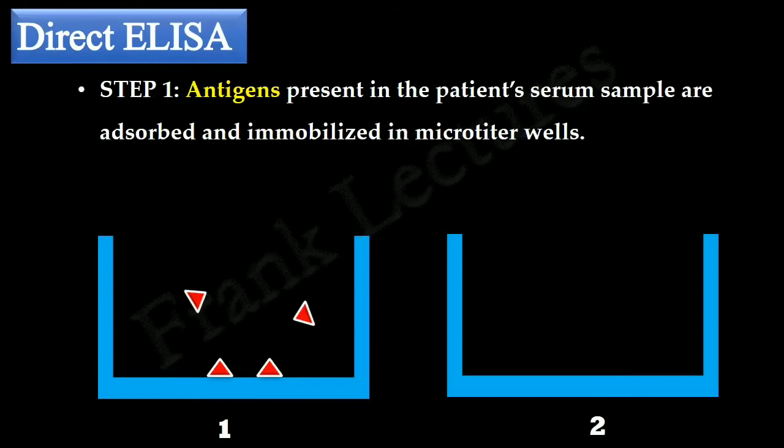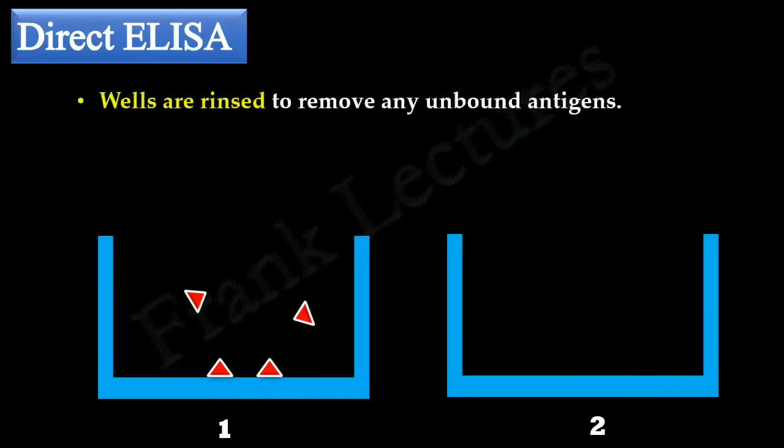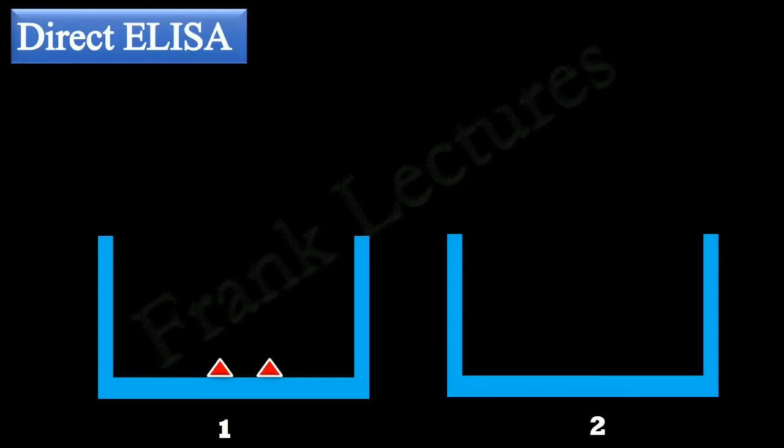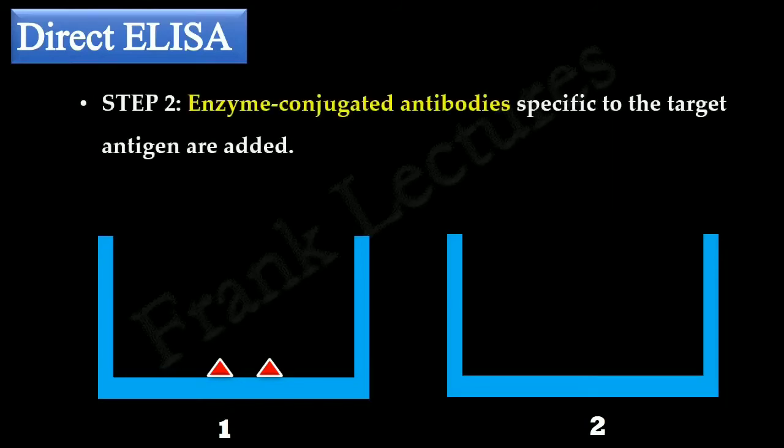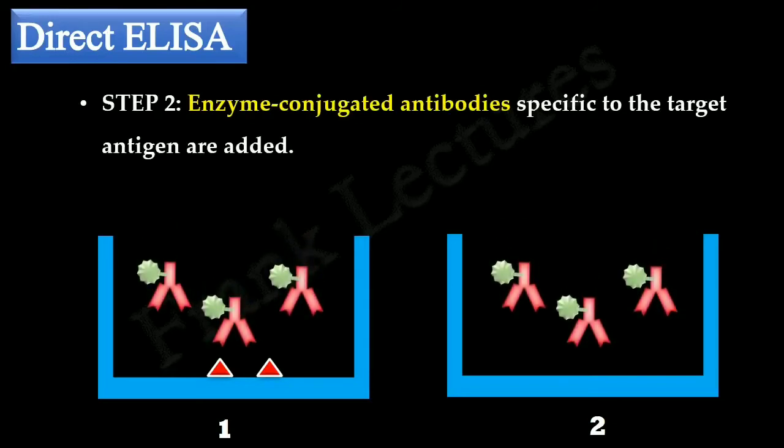Note that we are not showing other antigens present in the serum of patients. Both these microtiter wells are rinsed to remove any unbound antigens present in the well. In the second step, enzyme-linked antibodies specific to the target antigens are added in each well. These enzyme-linked antibodies will bind to their specific antigens in the well, if they are present.